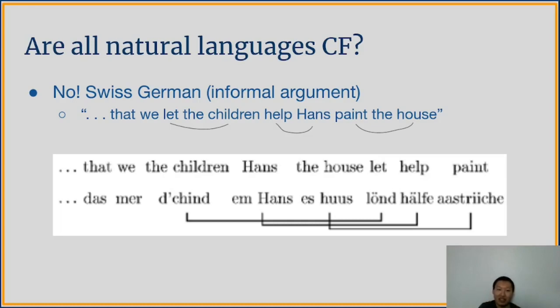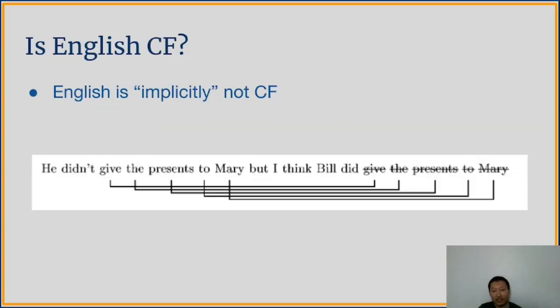And so you might ask, is this true of all natural languages? For example, is English context-free? How could we figure that out? Does English have these sort of cross-serial dependencies? The answer is that it's currently not known whether English is explicitly not context-free. But we do think that context-free grammars are not a good way to model English.